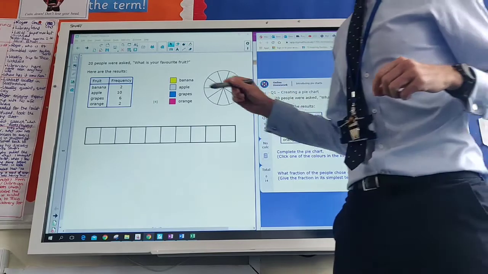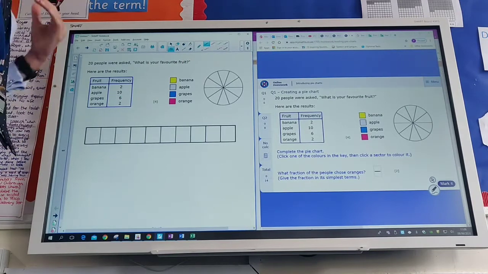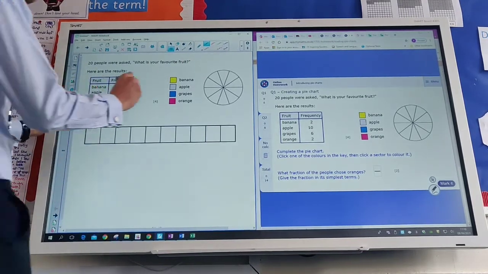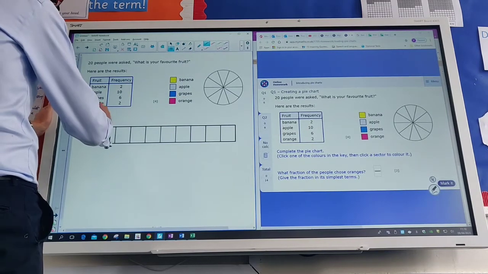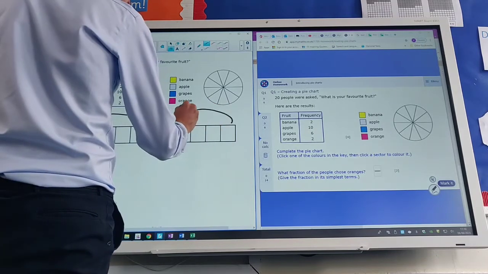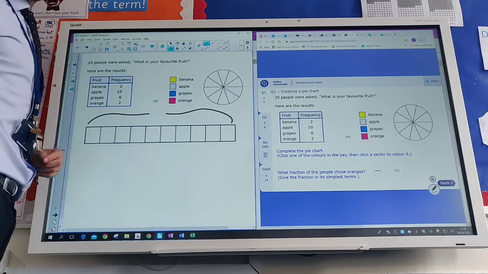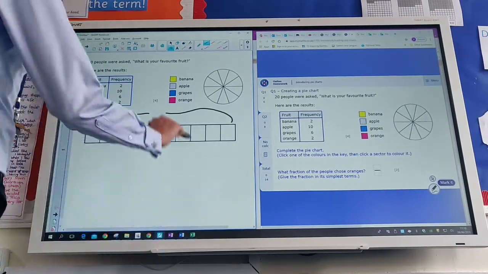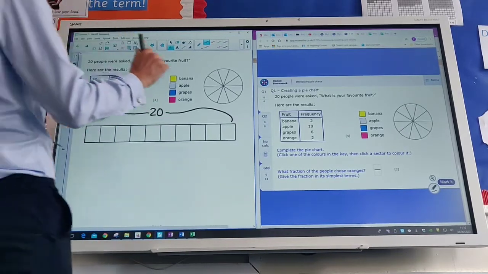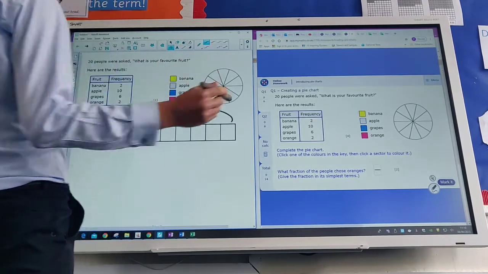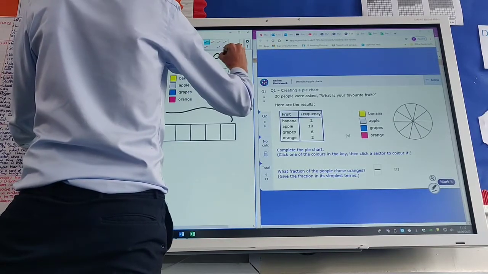Now, I'm going to try and give you some help here. A pie chart is a bit like a circular bar model. It's just representing that information. So this bar represents the number of children in the survey. So, before I give you the answer, how many children were in the survey? Yep, that's right, 20. That means this bar model represents 20 children, or it could be anybody, just people, and this pie chart represents 20 people.